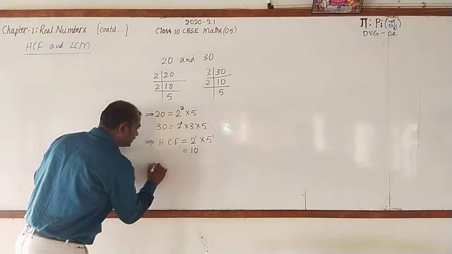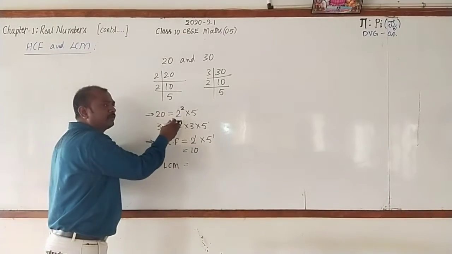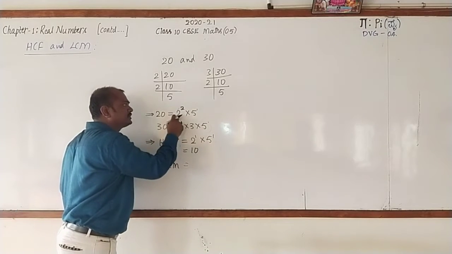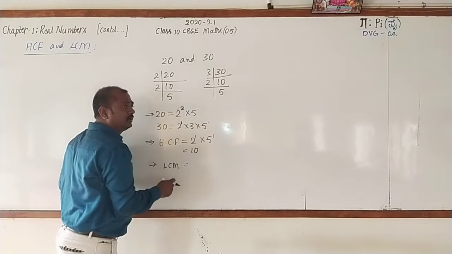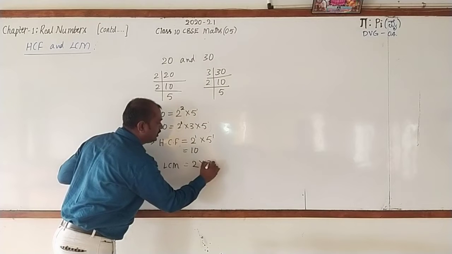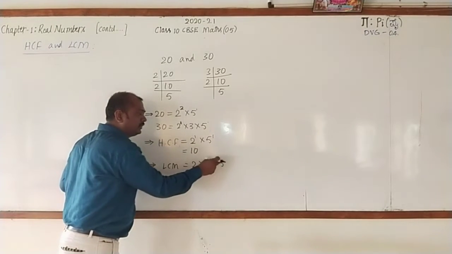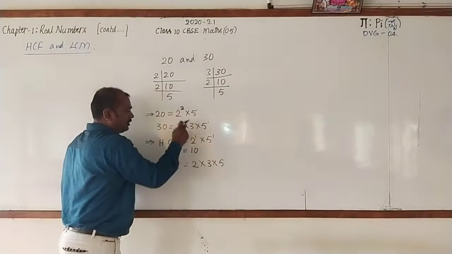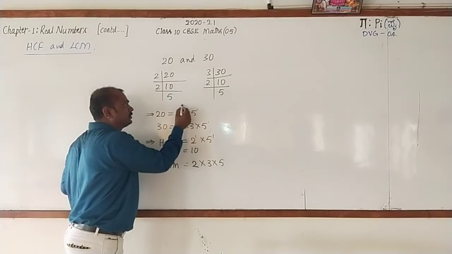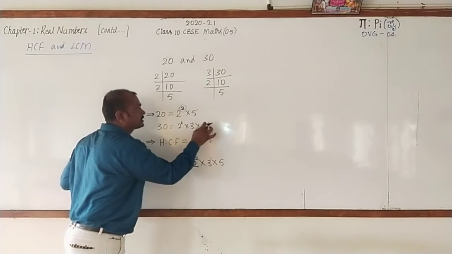Now let us go for LCM. In case of LCM, we write all the factors involved in those numbers. What are the factors? 2 is there, 5 is there, here 2, 3, 5 are there. Now I will write them: 2 into 3 into 5. Now I will take the highest power of each prime factor. Here 2 is there. What is the highest power of 2? It is 2 only. Highest power of 3? Just 1. Highest power of 5?